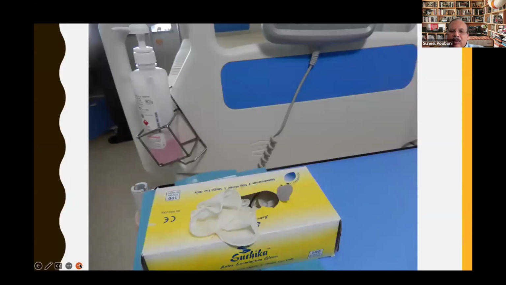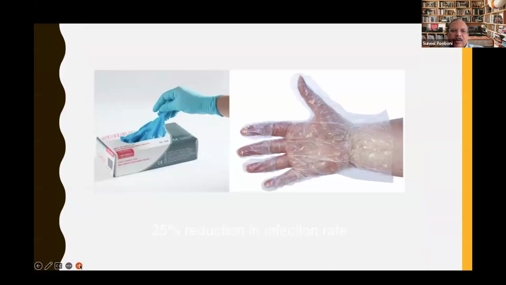Using an ordinary glove, I'm not talking about the sterile glove, but an ordinary glove like this also costs around 2 rupees per glove. Before examining a patient, whoever touches and examines the patient, if you wear the glove and throw it away after examination, then you will be reducing the chances of infection, and you don't carry infection from patient to patient. So this has been proven to reduce the incidence rate of infection by 25%.